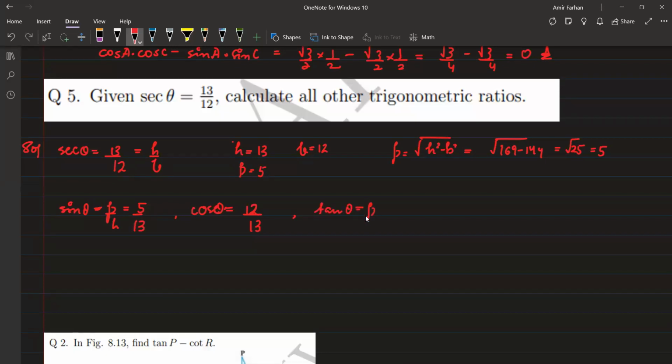Tan theta is given as P upon B. P is 5, B is 12. So tan theta is 5 by 12. Next is cot theta, which is the reciprocal of tan theta, that is B by P, equal to 12 by 5. And next, sec theta is already there, then cosec theta.